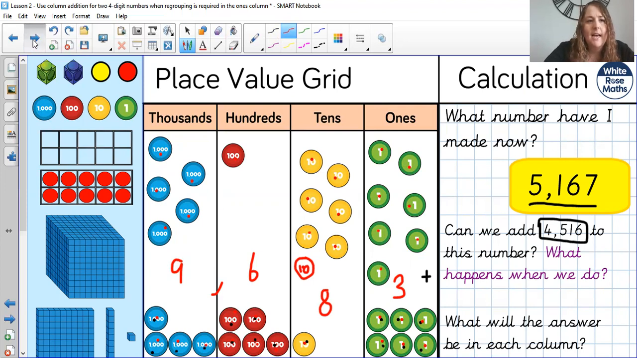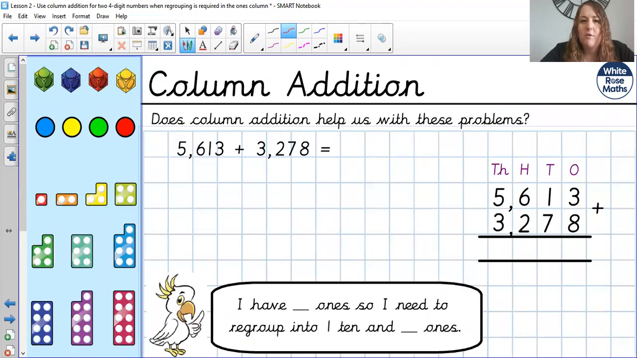Okay, so instead of looking at counters though, how can this be shown through column addition? So hopefully this column addition will help. And this time I have Coco here. So he knows today that we're going to be regrouping in the ones column. So he says, I have so and so many ones and I need to regroup to 1 ten and something ones. So let's see how we fill that in and we use that vocabulary today.